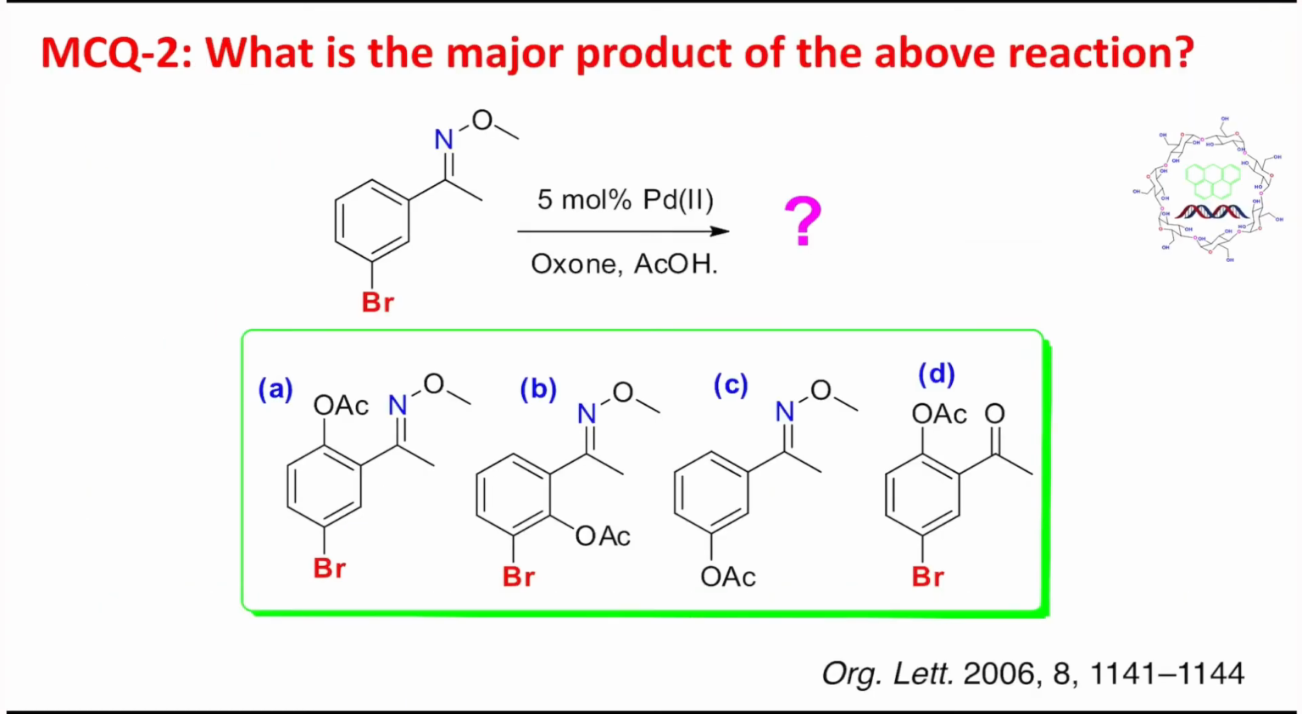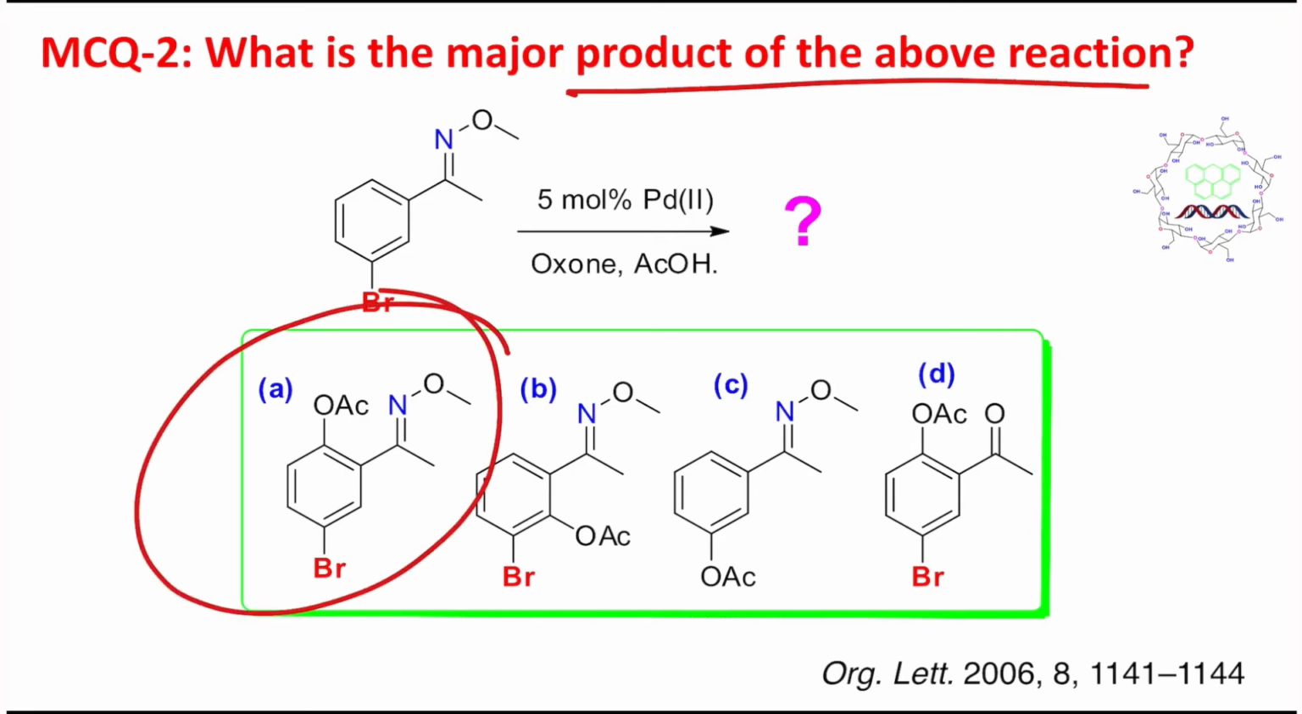Now let's come to the second MCQ. What is the major product of the above reaction? By the way student, the answer of this question is option A. Now you will be confused, why? Just read the reagent carefully. There is 5 mole% palladium 2. So it has actually gone through a coupling reaction.